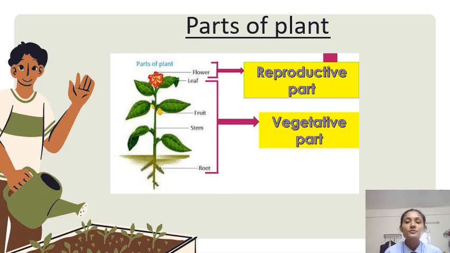Now, the parts of plants that are involved in reproduction are categorized into two parts: the reproductive part and the vegetative part. The reproductive part consists of only the flower, and the vegetative part consists of the leaf, fruit, stem and root. Vegetative parts are basically those parts which are not involved in sexual reproduction, while the reproductive part is involved in sexual reproduction.